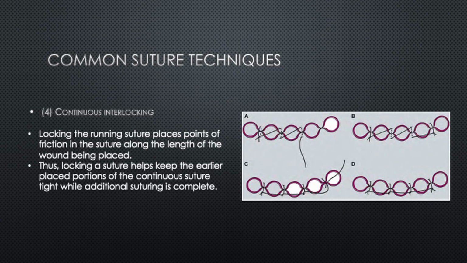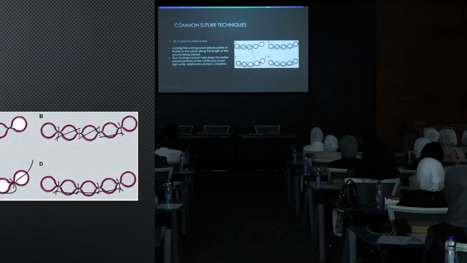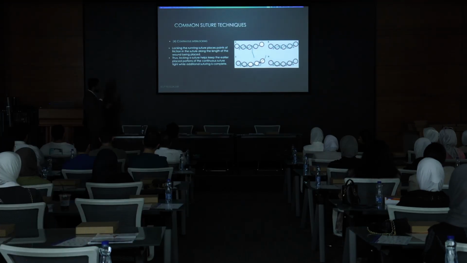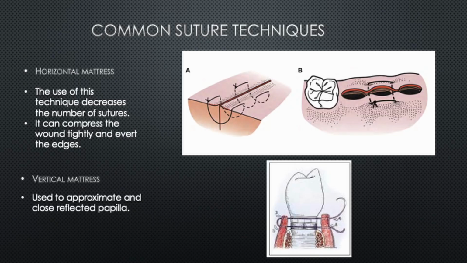Continuous interlocking, locking the suture, as we will show in the practice, will help keep the points before the lock secured along the length, and thus locking helps keep the earlier placed points tight, additional to when the suture is complete. We have horizontal mattress and vertical mattress.